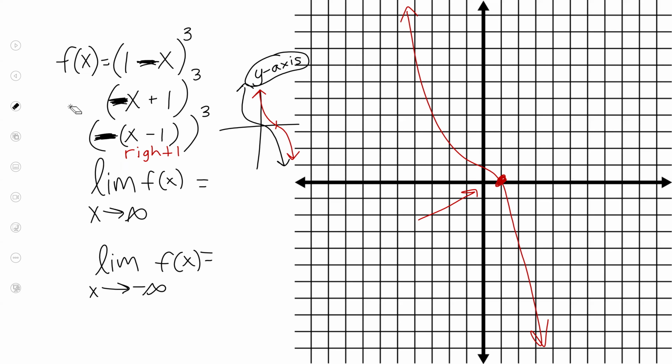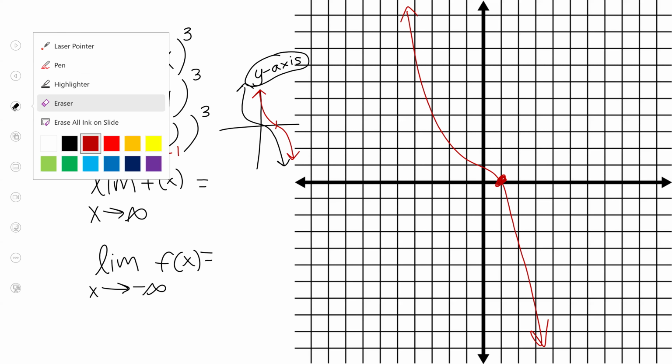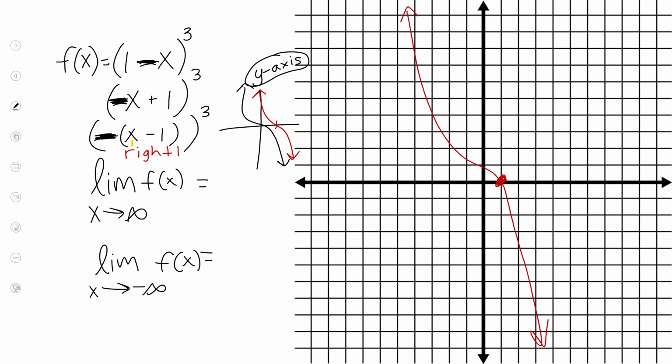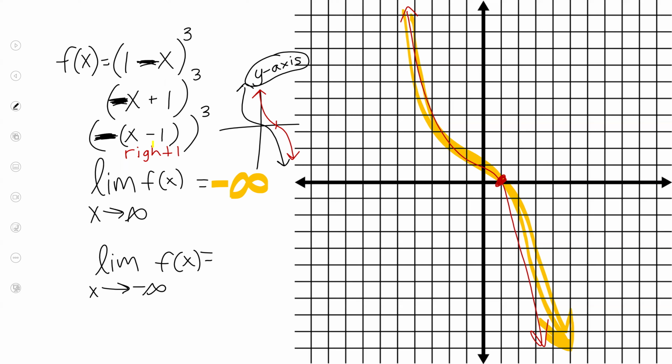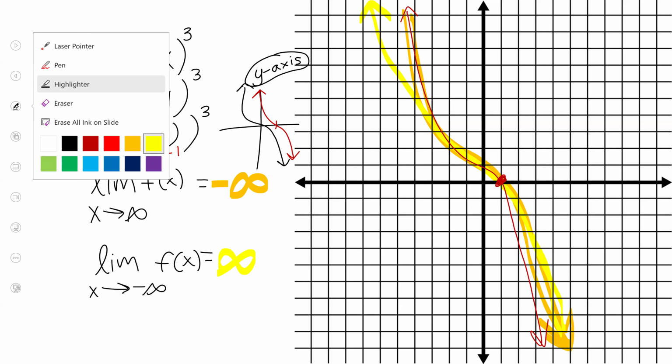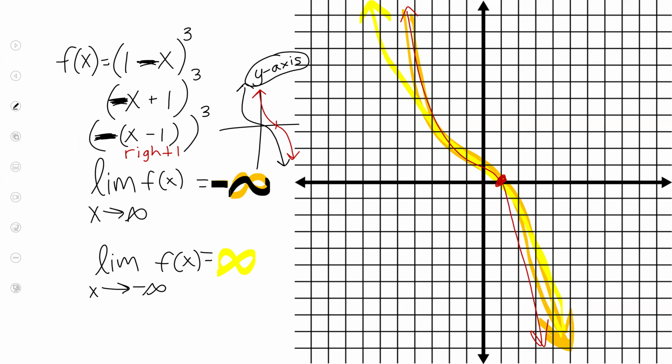Okay. So let's talk about our limit. Follow my pen, follow my highlighter. When I move to the right, what's happening to my graph? I'm moving to the right. It's going to negative infinity. Thank you. And let's do the other one. I'll do it in yellow. Now I'm going to start and I'm going to move to the left. What's happening? Yep, positive infinity. So those are my end points.